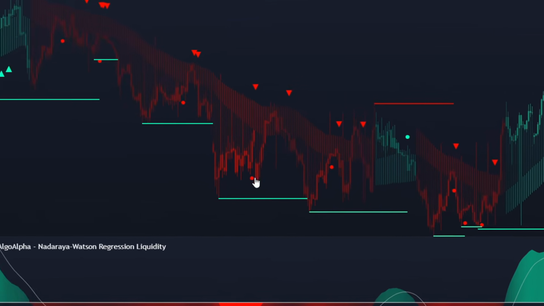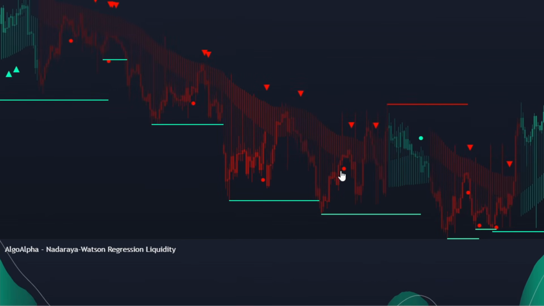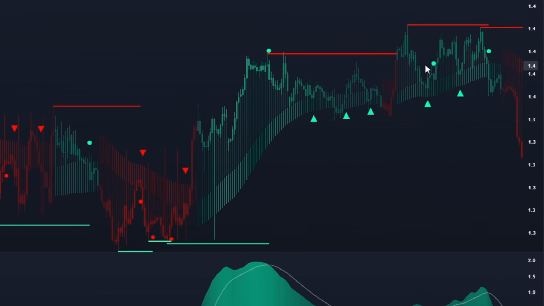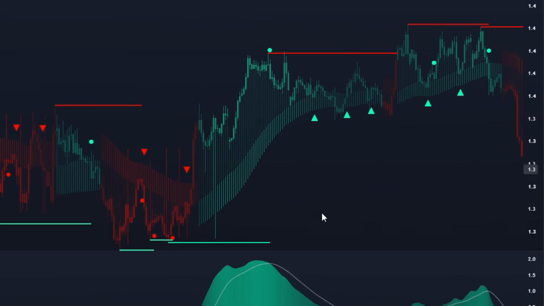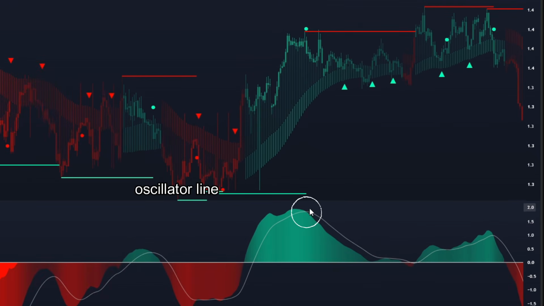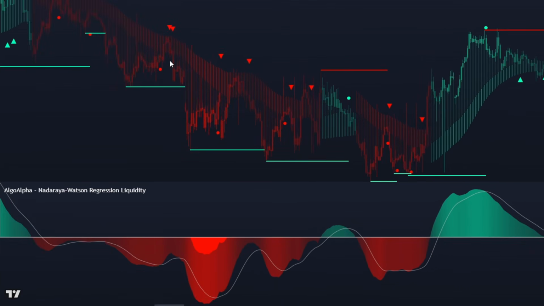Now look at these signals. First, you have these red and green circles. They appear in the middle of a trend, and they show weakness in momentum. For example, here in this downtrend, these red circles are showing weakness in the downside momentum. And here in this uptrend, these green circles are showing weakness in the upside momentum. These come from the crossovers between the oscillator line and the signal line, which is this white line. So during an uptrend, when the oscillator line crosses below the signal line, you get a weakness signal. And during a downtrend, when the oscillator line crosses above the signal line, you get one too.